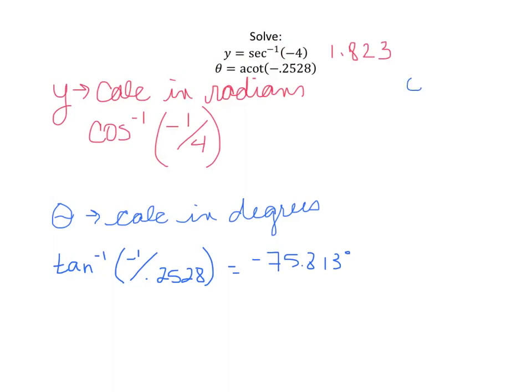Because inverse cotangent has to be between 0 and 180 degrees, my answer's in the wrong quadrant. So what I then have to do is I need to add 180 degrees. And when I do that, the answer I get is 104.187 degrees.